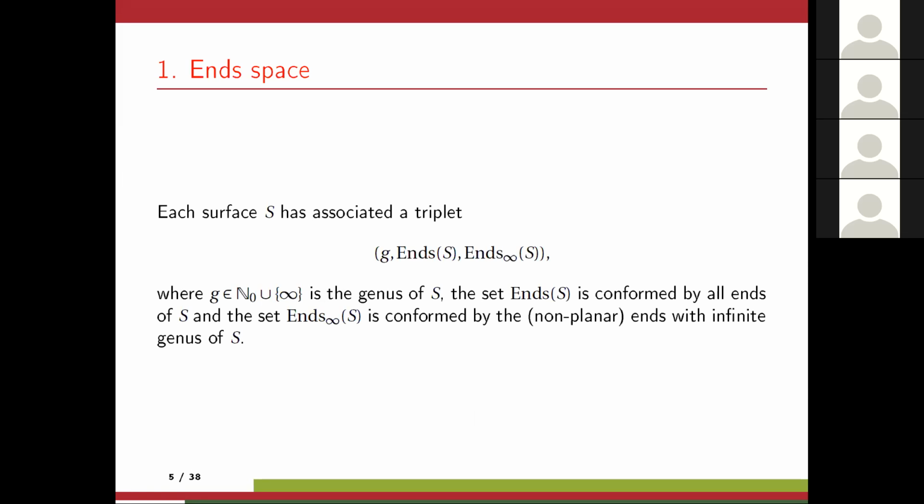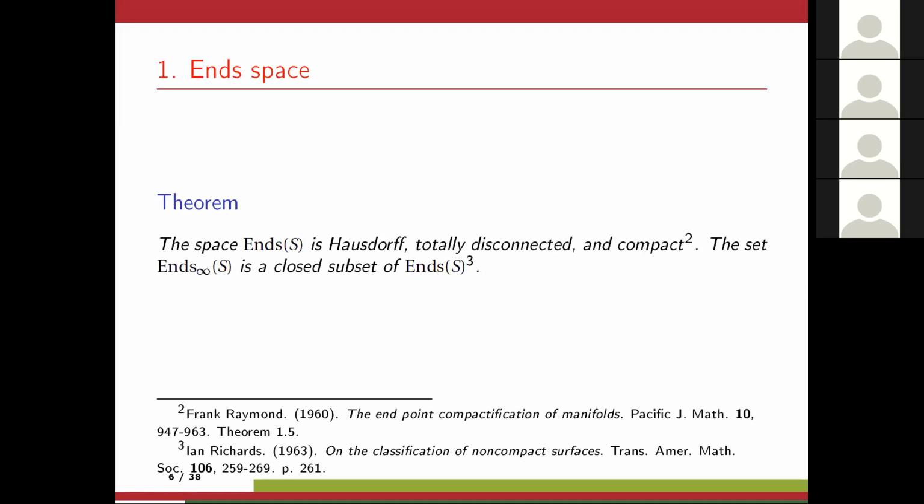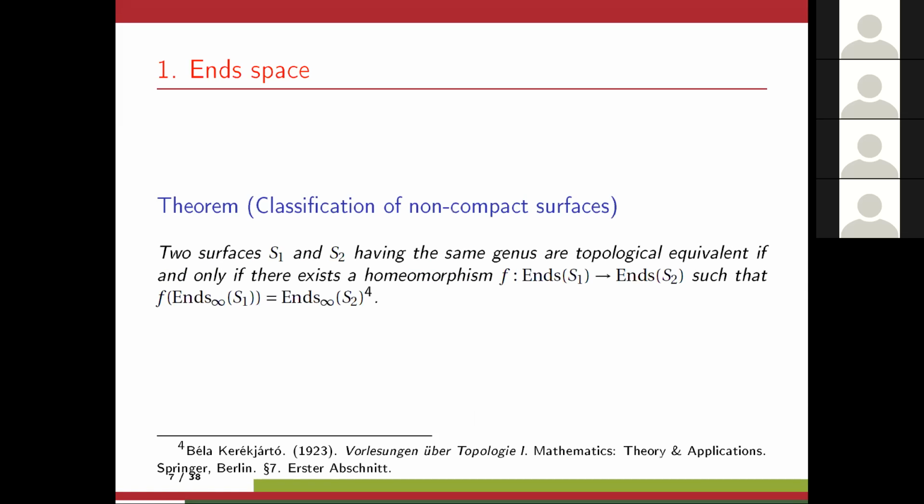Okay, we are prepared to introduce the classification theory of non-compact surfaces. If we have two surfaces, S1 and S2, having the same genus, they are topologically equivalent if and only if there exists a homeomorphism f from the end space of the first surface to the end space of the second surface, so that the image of the ends having infinite genus of S1 under f is equal to the ends having infinite genus of the second surface. This is the classification theorem of non-compact surfaces.